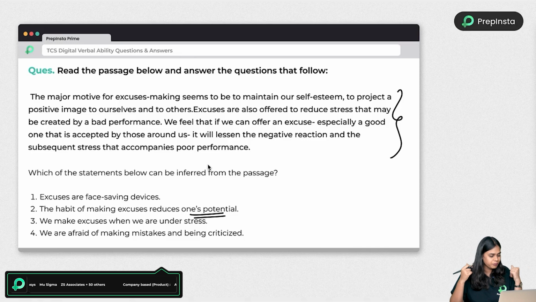I'm giving you a very easy hint over here. We make excuses when we are under stress. Definitely, we make excuses when we are under stress. But do you think that that is the only reason?